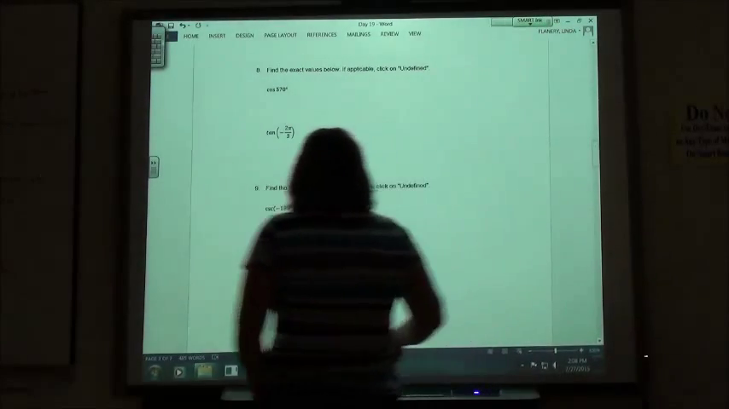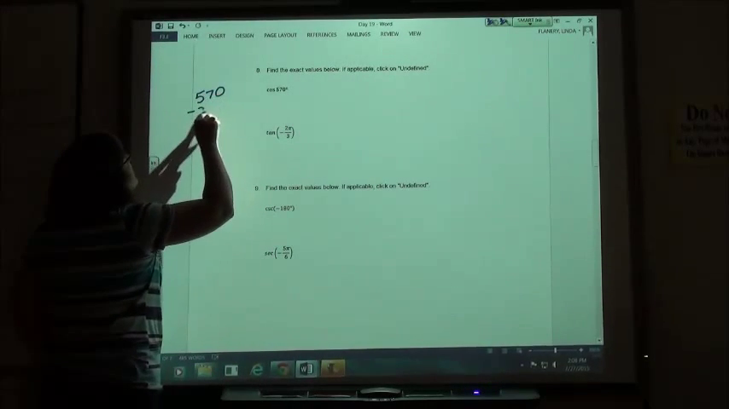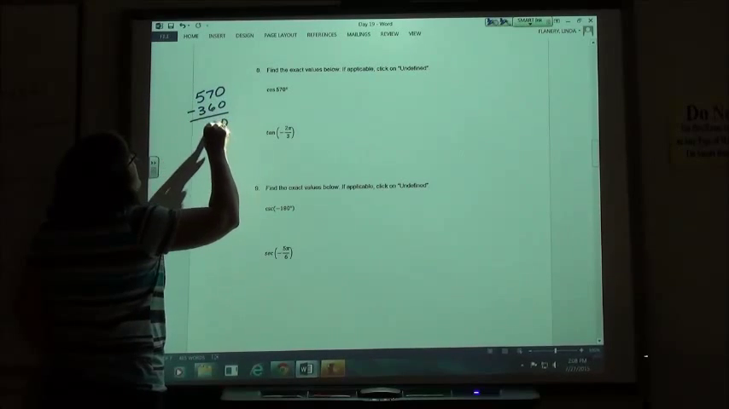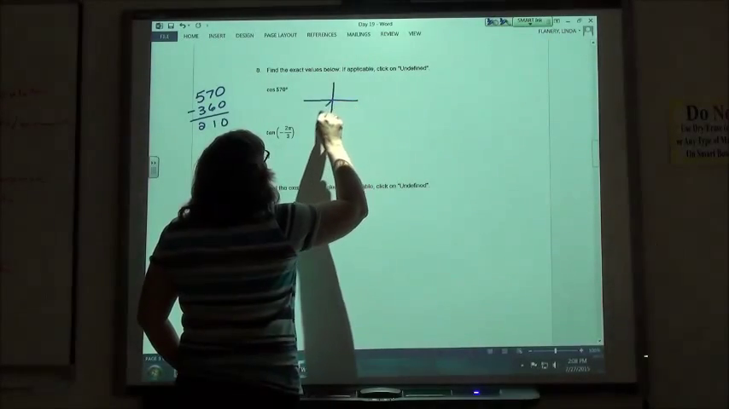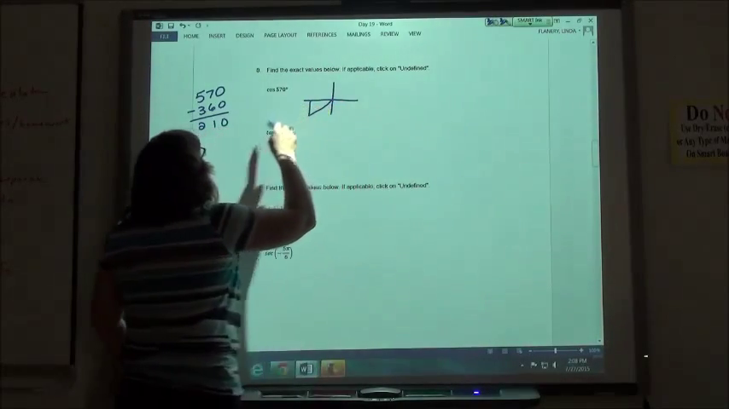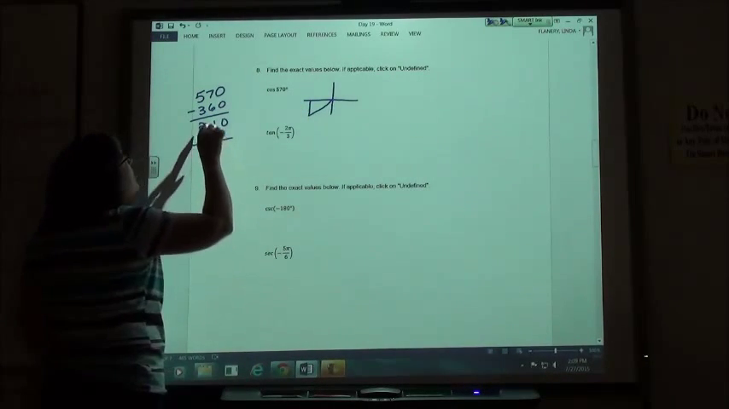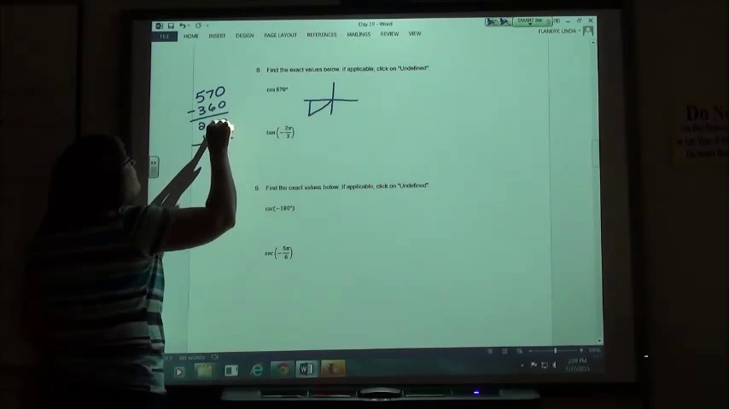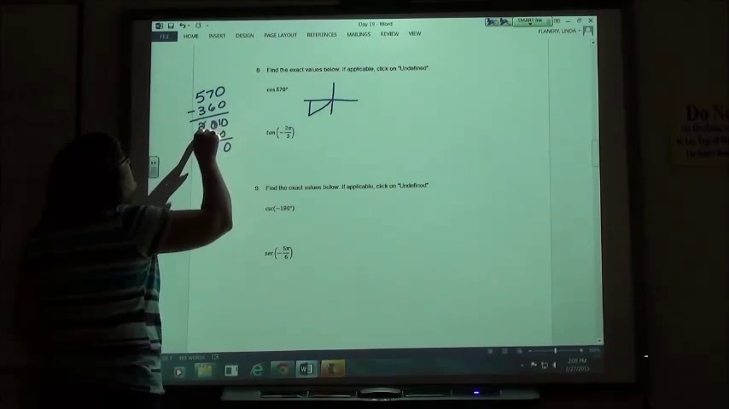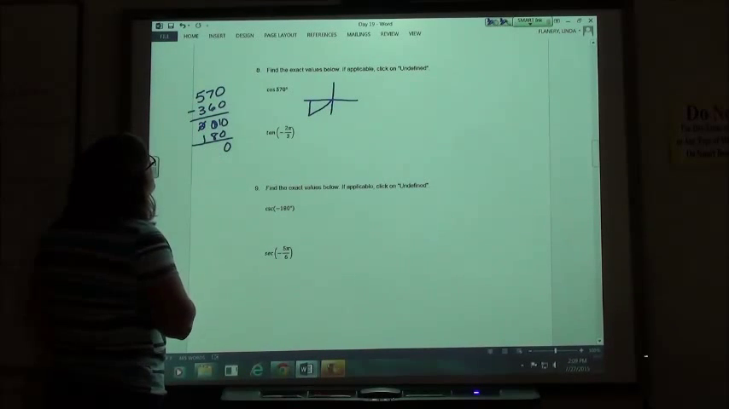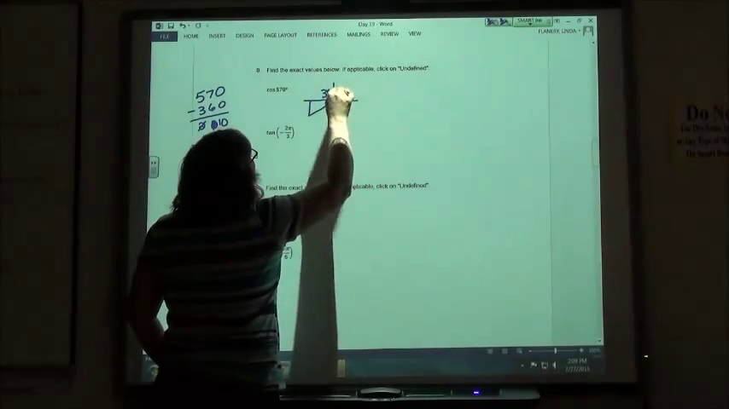Number 8, so I'm going to do the cosine of 570. Again, that's bigger than once around, so I'm going to subtract my 360 from it. That gives 210. So 210 would be in quadrant 3. If I take 210 minus my 180, since 180 would be right to the line, that's 30. So this would be my 30-degree angle.